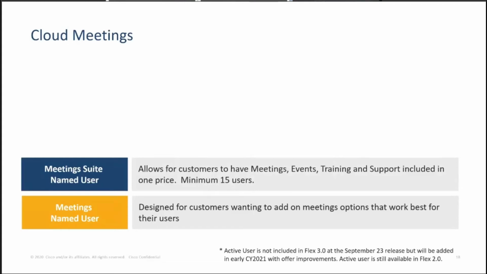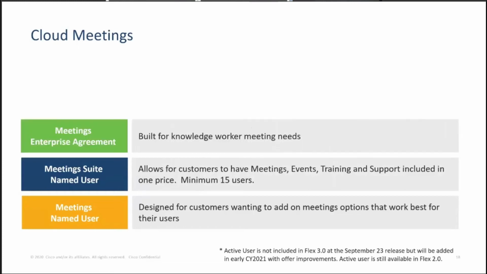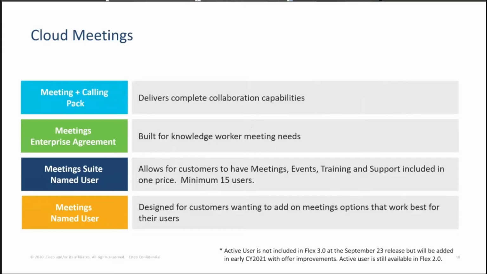So now the meeting suite is WebEx meetings, like the tier that we just mentioned previously, but it also adds on Event Center, Support Center, and Training Center. The minimum is 15 users for that. And then for the enterprise agreement, that's licensing everybody in your company. And again, that calling and meeting pack option is there as well.